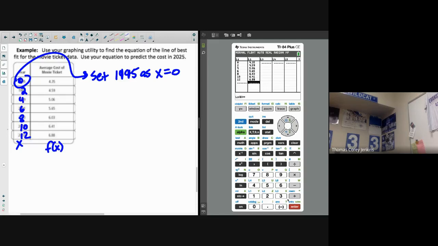Now we have our data in, right? Our inputs always go in the L1, our outputs always go in the L2, okay? Once you have that, you go back to stat, and then you want to find linear regression, AX plus B. Notice that is not on my screen, okay? It's not in the edit part. It's in the calc part. So you arrow over to calc, and then it is option 4, linreg, AX plus B.